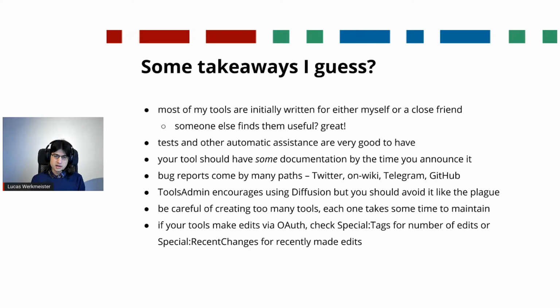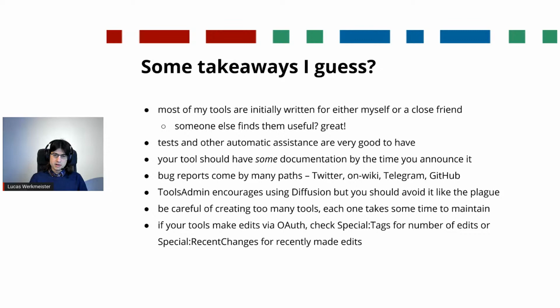Something I also do a lot is try to write some documentation. Usually I make it a subpage of my user page, but if you want, you can also put it in the project namespace, like the Wikipedia namespace. But somewhere there should be documentation about the tool by the time that you announce it, because that's more convenient than putting all the explanation of what this tool is and what it does inside the announcement itself, and then also link to that documentation for the tool.